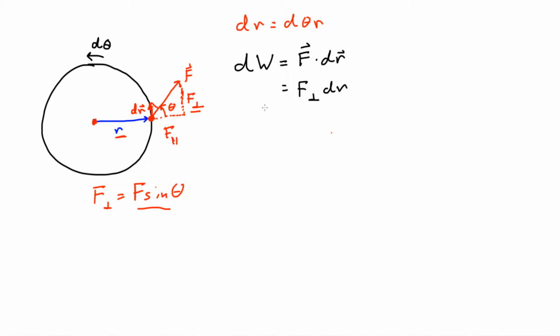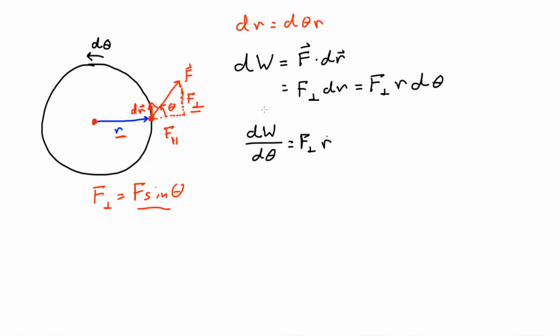Okay, well, I can write this dr here. I already said dr equals r times d theta. So I'm going to write this as F perpendicular times r times the little angle d theta we rotated this wheel through. All right, now I'm going to rewrite this a little bit. Divide both sides by d theta. I get dW/d theta. That's the little amount of work that this force does as we rotate it through a little angle d theta, just equals F perpendicular times r.